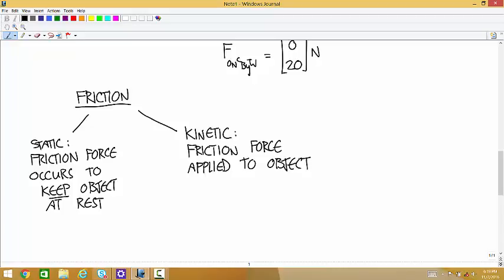No, it actually is trying to stop. Like friction is always trying to slow things down. But static friction is what happens when the thing is still, when you're trying to move it. And kinetic friction is the force that's applied when the object's already sliding.